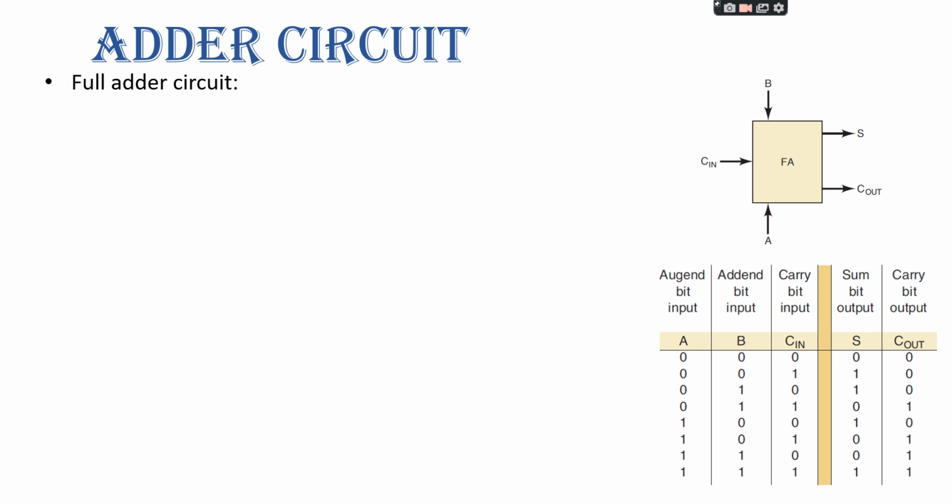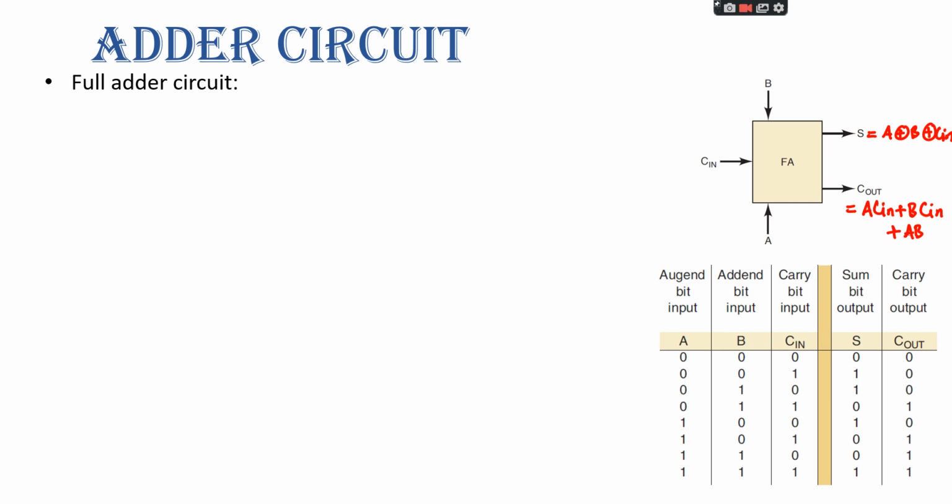And for the full adder circuit, the equation for sum we got was A exclusive OR B exclusive OR C in, right? And the equation for C out we got was A multiplied by C in plus B multiplied by C in plus AB. That was the equation for sum and carry.